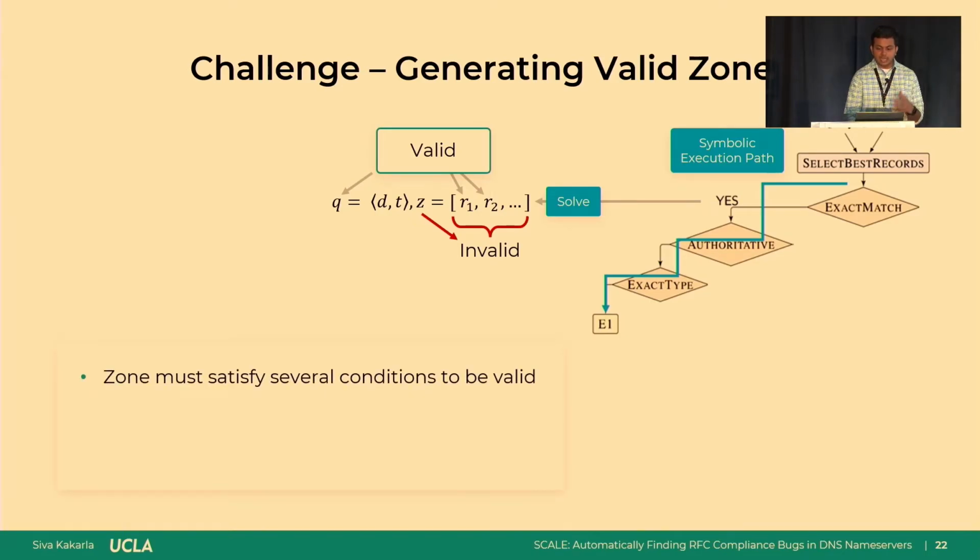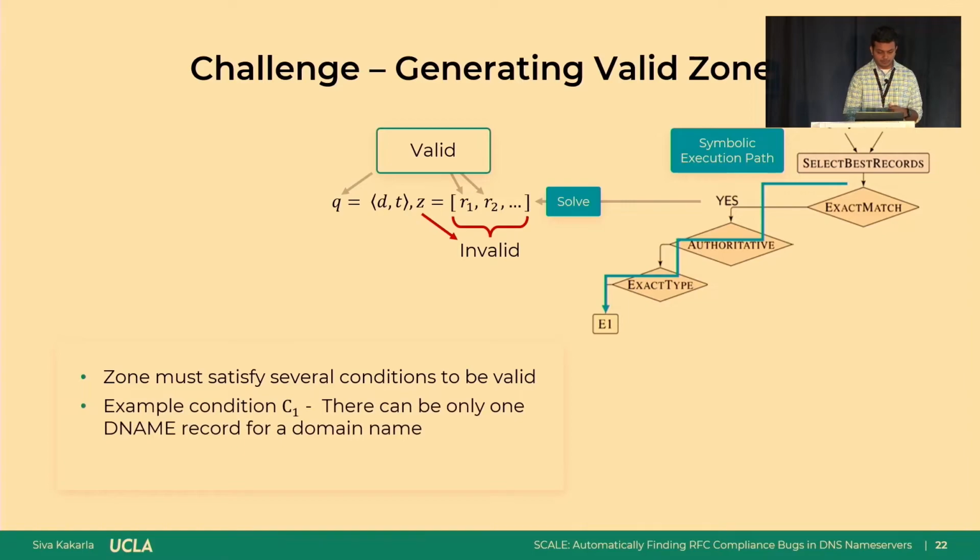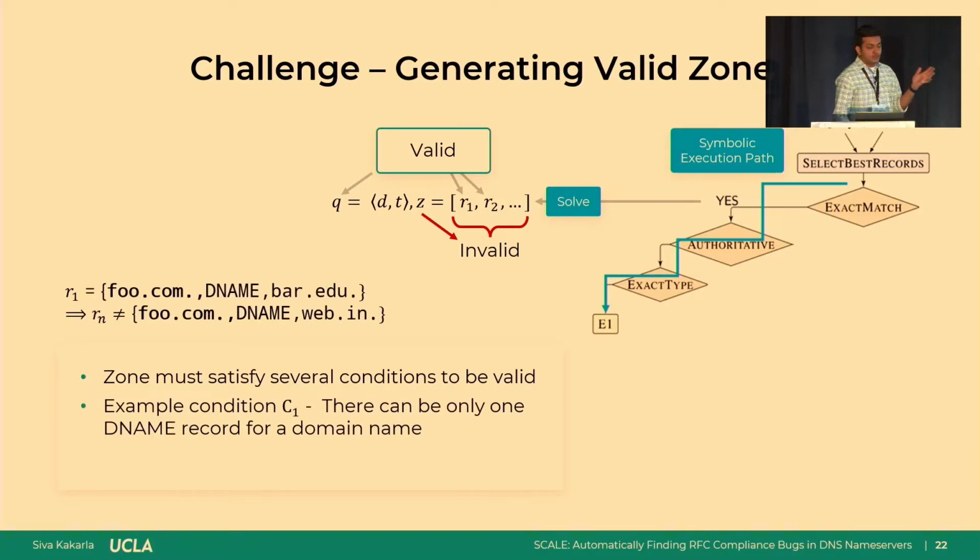For instance, there can be only one DNAME record for a domain name. So if there is a foo.com DNAME record in the zone file, there cannot be any other foo.com DNAME record in the zone file. The DNS RFCs define many such constraints to eliminate ambiguous or useless zones. Naively performing symbolic execution will produce many zones that are not well formed, and DNS implementations typically pre-process to reject ill-formed zone files, thereby failing to test the intended execution path of the query lookup logic.